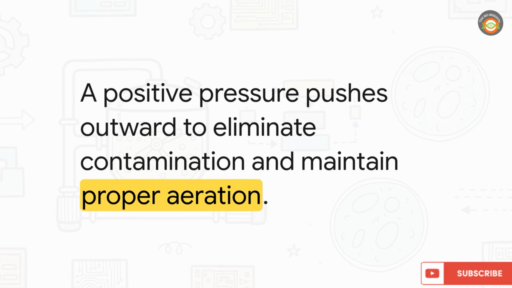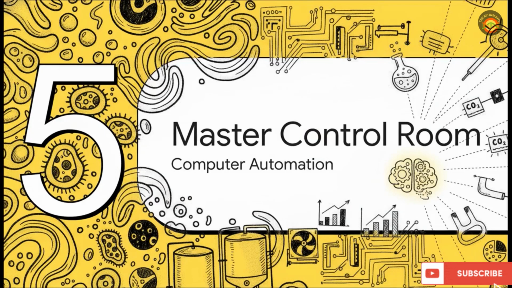If that pressure were to drop for even a second, outside air, which is completely loaded with rogue bacteria, wild yeast, and competing contaminants, could get sucked straight into the tank, completely ruining the entire batch. So this outward push forcefully keeps the factory floor pure, while also helping force oxygen into the liquid for proper aeration. Pretty brilliant, right? And finally, Section 5, the Master Control Room and Computer Automation.